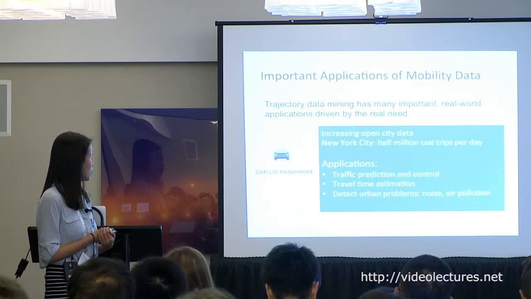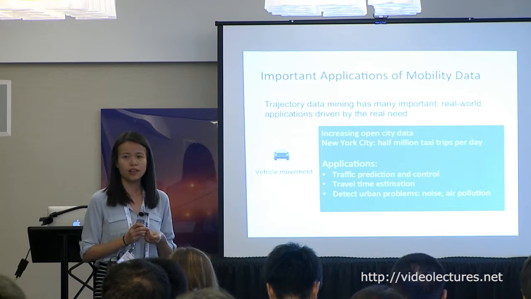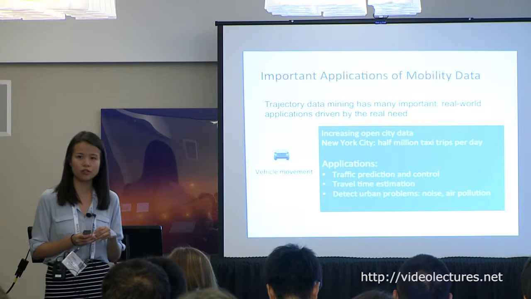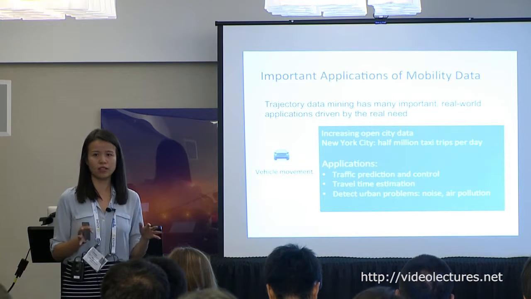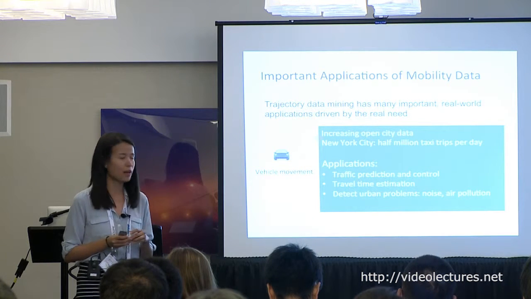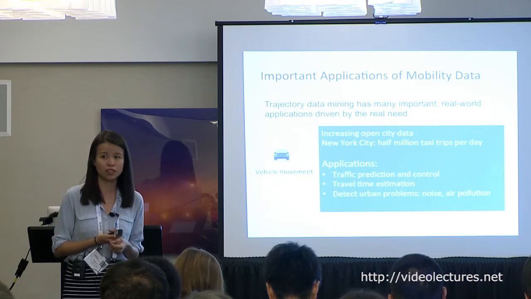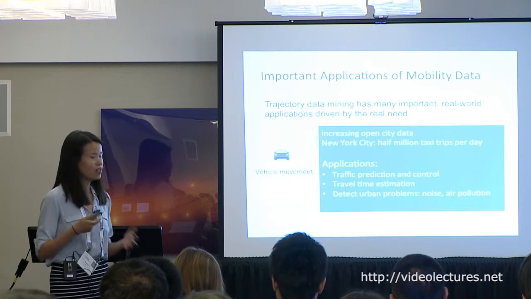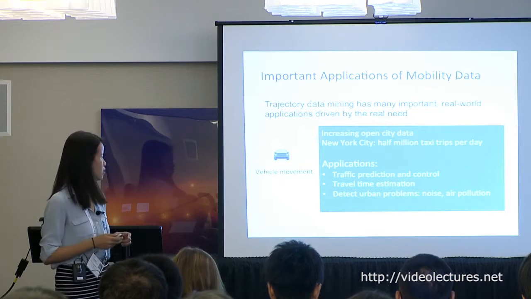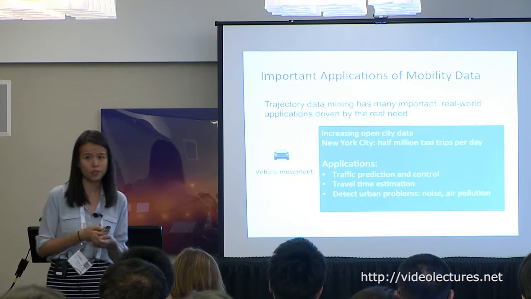So that is human movements, and definitely we can also analyze vehicle trajectories. Nowadays we have a lot of public data sets. Probably many of you already know that New York City released almost all the yellow taxi data. It's about 500,000 trips per day, which is a huge amount of data. And definitely there are a lot of things you can do once you have this data, for example, traffic prediction and control, or better travel time estimation. And you can also see how this traffic correlates with city noise or air pollution.